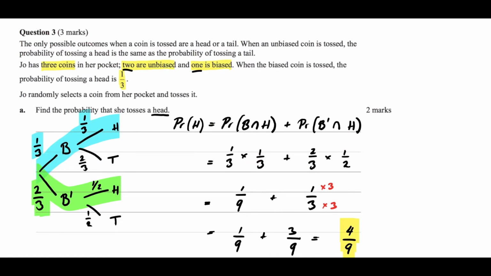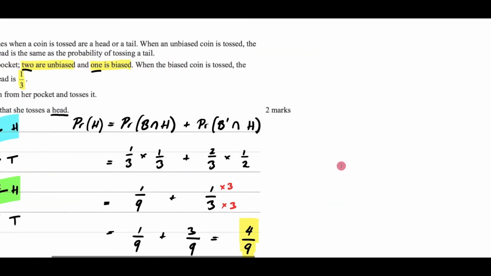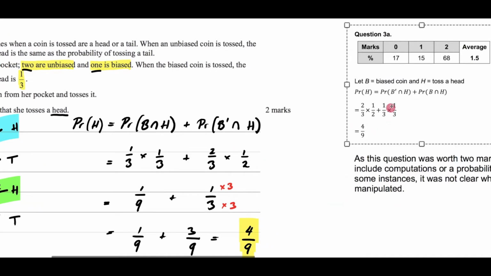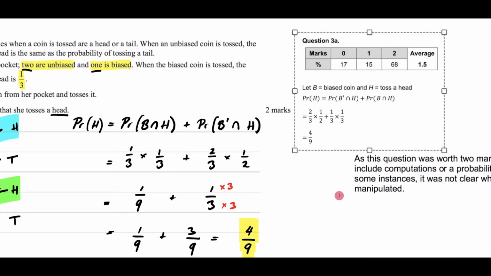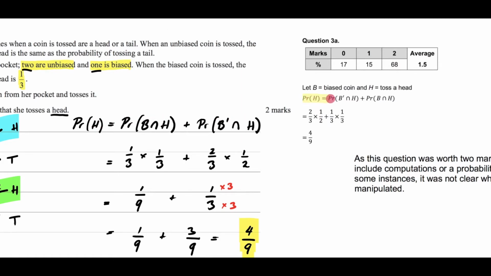Let's now look at the examination report and see how the state fared with this question. Alright, so as you can see here, the same working has been used. This line right here is simply this line here, all the same working to get to that point right there. You can see that 68% of the state got the full 2 marks, so they've done reasonably well.